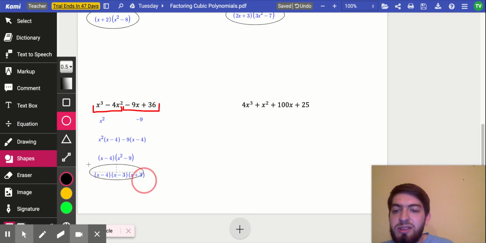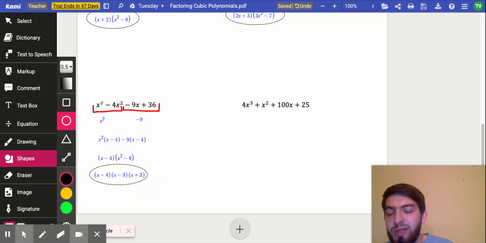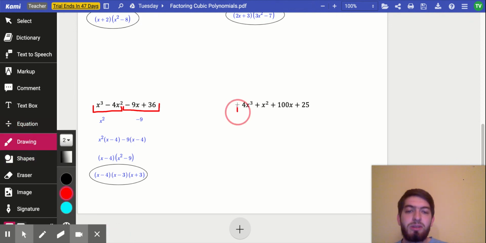And so because this is cubic, it breaks down and gives us 3 solutions. And in this case, we can find those solutions actually by just factoring it into 3 factors, 3 linear factors, x minus 4 times x minus 3 times x plus 3. And if we multiplied these all back out, we would get this expression. So let's look at one more.